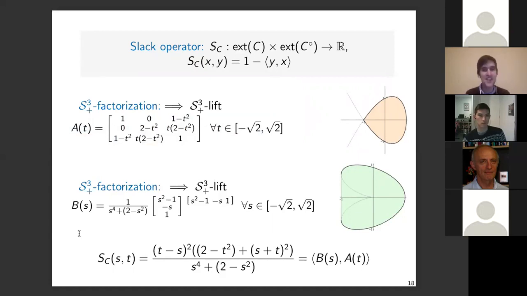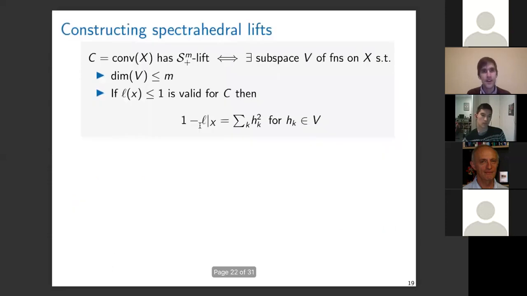And this tells us that this cubic curve has a size 3 spectrahedral lift. Okay, and in principle, you can extract that lift from these matrices. All right, so how do I go about constructing spectrahedral lifts? It turns out you can look at this factorization theorem and reinterpret it in the following way that's quite useful from a constructive point of view.